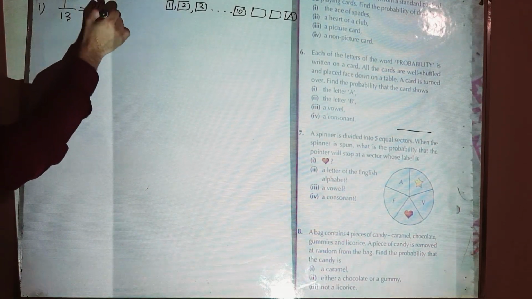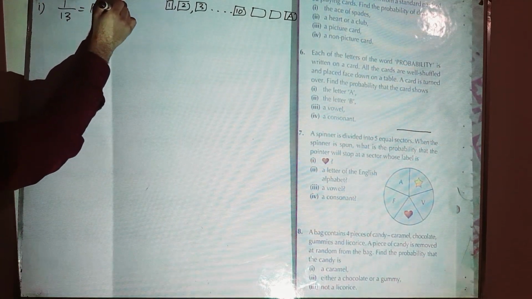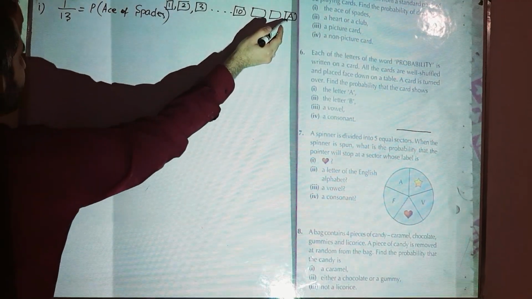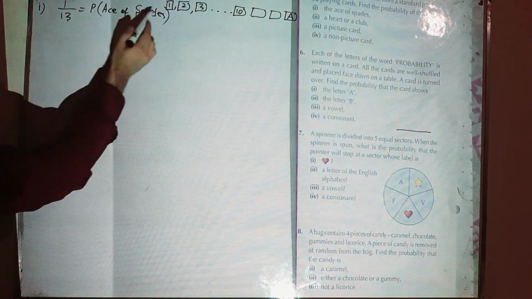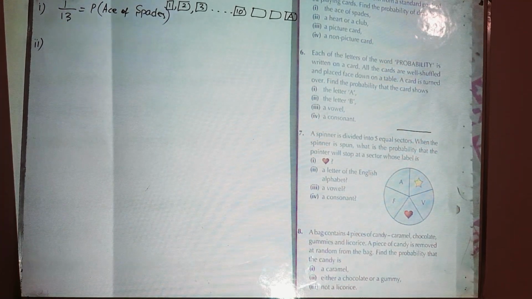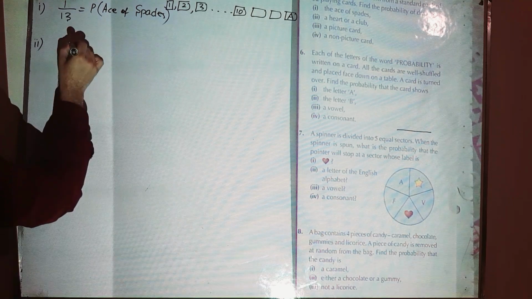So the probability of having an ace of spades is 1 out of the total 52 cards, because we have one ace of spades. Second one is a heart or a club. Okay, so from 52 cards we have 13 cards.